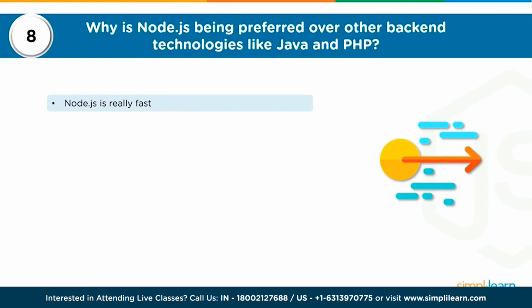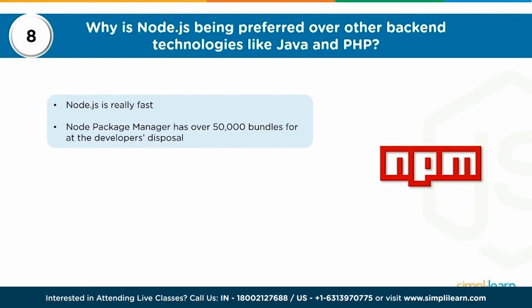Well, the first response is kind of a gimme, but it is really fast. And if you watched any of the videos that we've done on Node.js, building out and developing solutions, you'll see just how fast it is. The second, really the secret sauce with Node.js, is the Node Package Manager. The Node Package Manager allows you to install additional functionality such as Express or Mongo as a database into your solution really quickly. And there are over 50,000 bundles available for Node Package Manager.